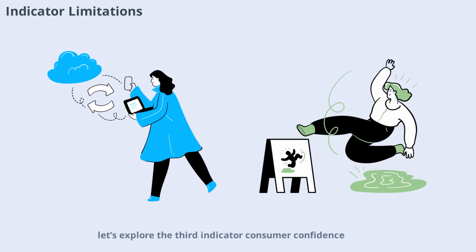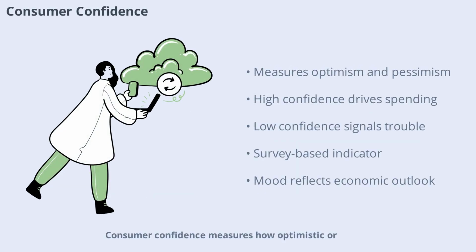Next, let's explore the third indicator, consumer confidence. Consumer confidence measures how optimistic or pessimistic people feel about the economy. When confidence is high, people are more likely to spend money, which drives economic growth. But when confidence falls, spending slows down and businesses start to struggle.